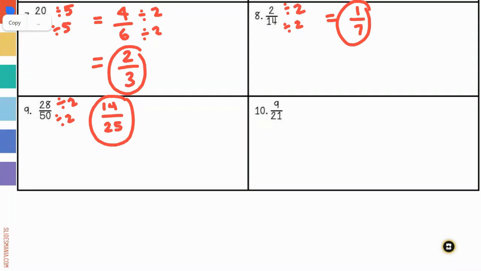Last one, 9 over 21. So I want you to pause this really quick and try this on your own, and then unpause it to get the answer. Okay, so 9 over 21, we're going to divide by 3. 9 divided by 3 gives me 3. And 21 divided by 3 gives me 7. So 3 over 7.